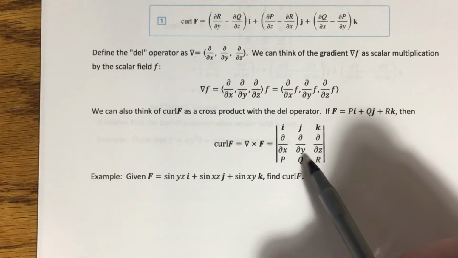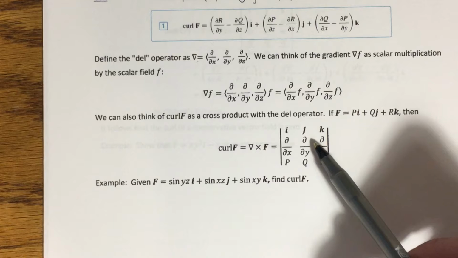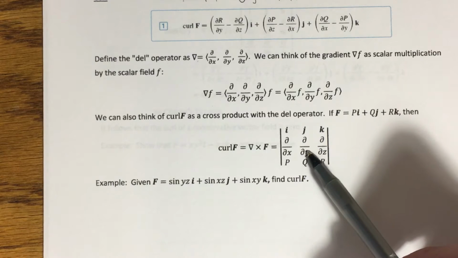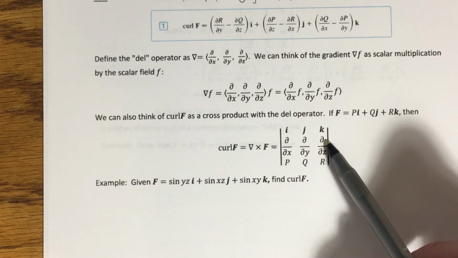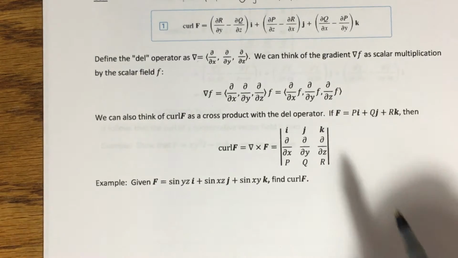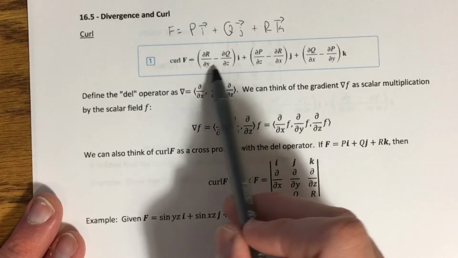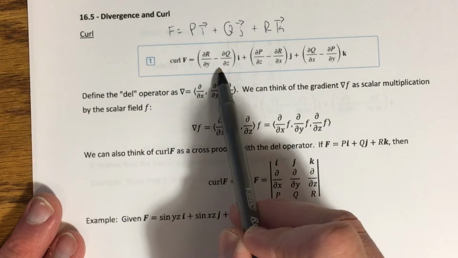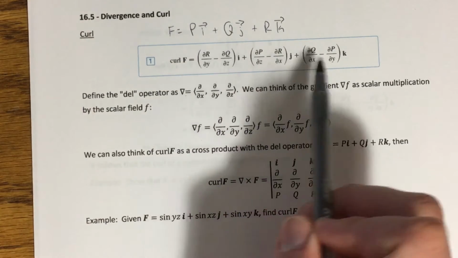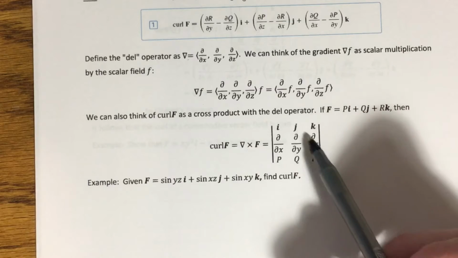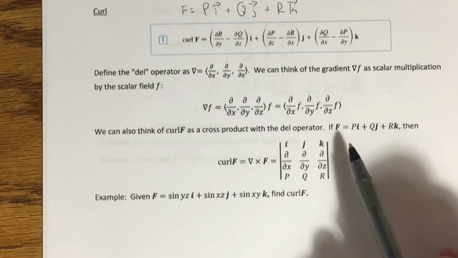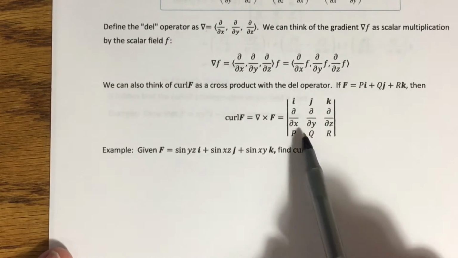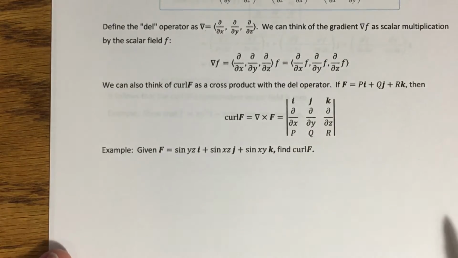Now, if you were to take this 3 by 3 determinant and expand along the first row, you're going to have i times the partial derivative with respect to y of the function R minus the partial derivative with respect to z of the function Q. But that's the very first term in this definition of the curl up here. And these other two terms, of course, are going to come from continuing to expand that determinant. So it's a lot easier to remember this formula in this form, del cross F.